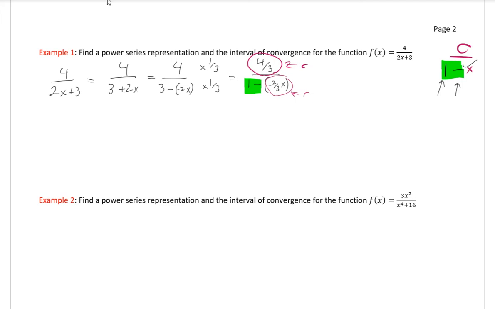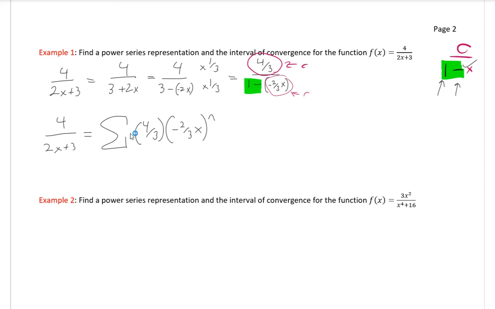So therefore, we should be able to take our original value, 4 over 2x plus 3. We should be able to write this now as a summation. In this case, c is 4/3, so we'll say 4/3 multiplied by r taken to an n power. So we have negative 2/3 x taken to the power of n.